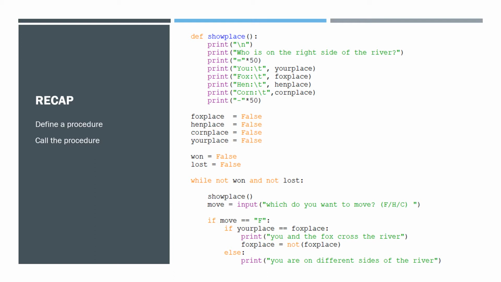To recap where we already are, in the last lesson you created a simple procedure called show place and called the procedure in the main program. Here's the definition and here's where the procedure is called. This procedure always does the same thing every time. It displays the position of the 4 characters in the game, if I can call the corner character.